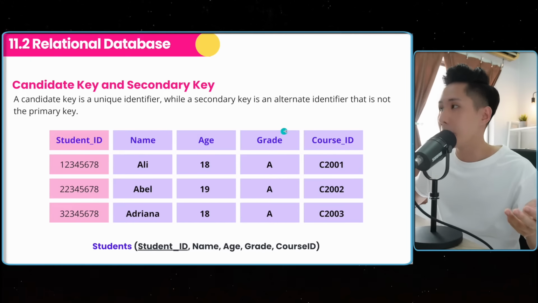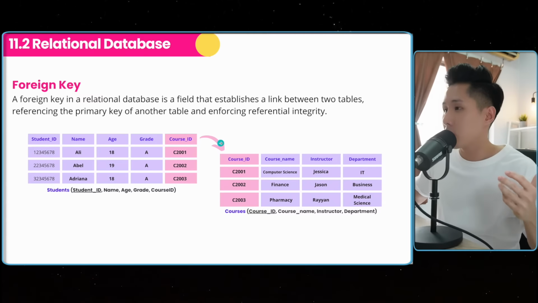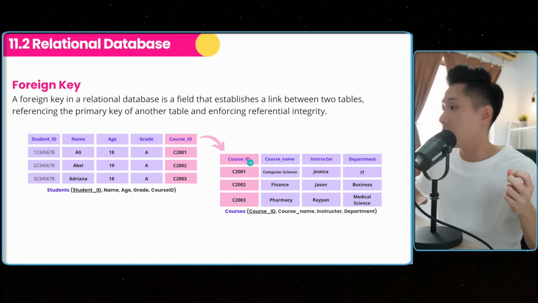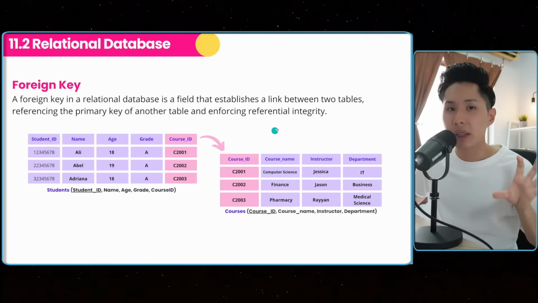So the fourth key that we learned is the foreign key. In this example here, I'm showing you the visualization of the two tables, one for student, one for course. You can see that course ID here, an attribute in the student table, is actually the primary key of another table. So this is essentially what we call a foreign key. It's a field that establishes a link between the two tables, in this case student and course, referencing the primary key of another table and enforcing referential integrity.